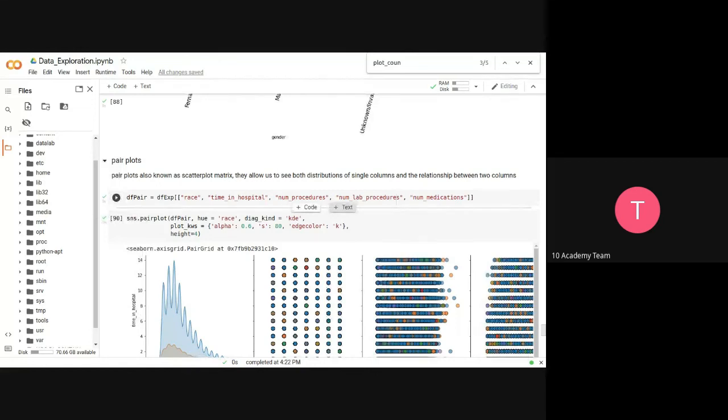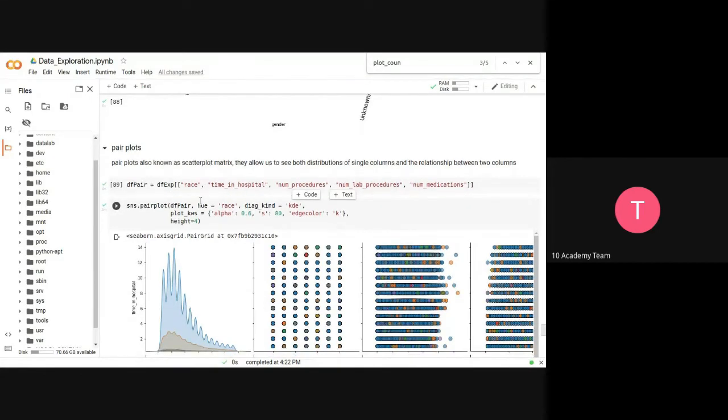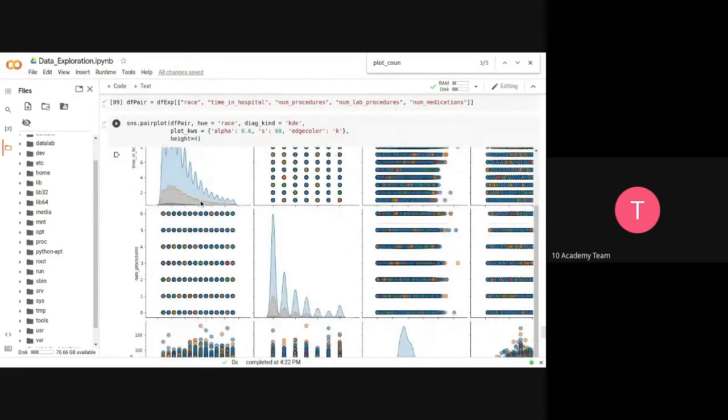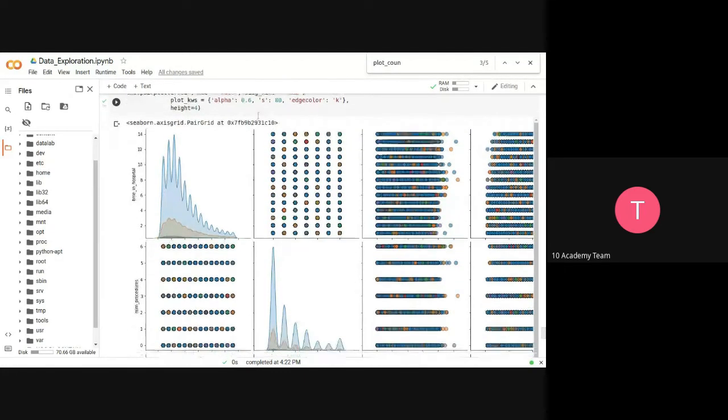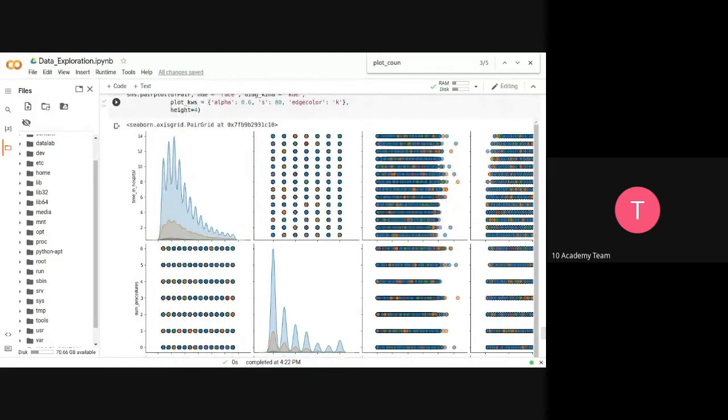Another really powerful tool that we can use when we're doing multivariate analysis and trying to see the relationships between multiple columns is the pair plot. What it allows us to do is see the univariate analysis over that variable only, and also the relationship between other columns and other variables in our data set.